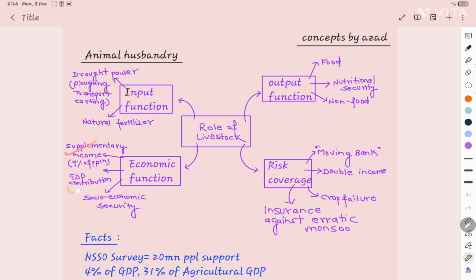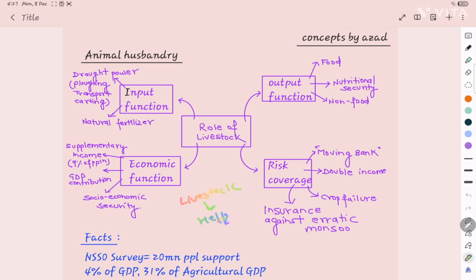Okay, it is double income. We already read from here, supplementary income. So it gives a double income. Now, to quote some facts in an intro, we need some data, and the data is from the NSSO survey. It said that 20 million population is completely supported by the livestock sector. It contributes 4% of GDP, and a 31% contribution in the agricultural GDP.